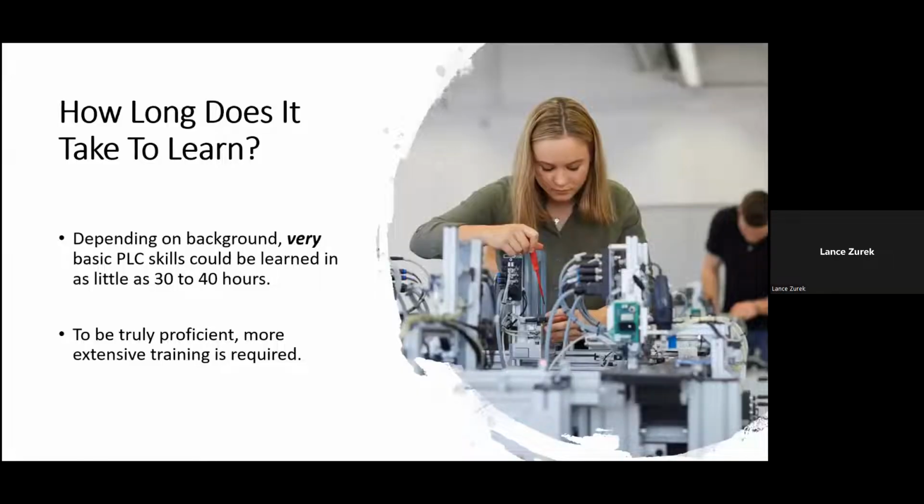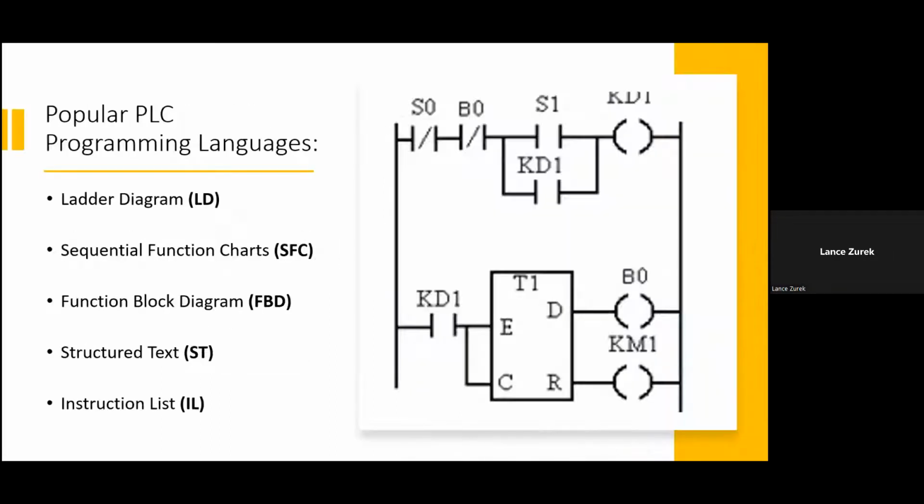So how long does it take to learn? Well, depending on a student's background and experience, very basic PLC programming skills can be learned in as little as 30 to 40 hours of training. But of course, to become truly proficient in all 5 of the most widely used PLC programming languages, which you see listed on the screen now, as well as learning how to efficiently and effectively troubleshoot and address errors and equipment breakdowns, of course, more training would be required.